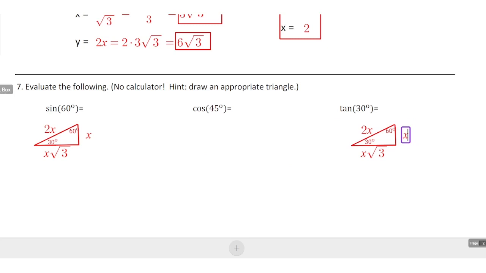For the 60, sine is opposite over hypotenuse. So here's the angle we're looking at, 60 degrees. The opposite side is going to be x root 3. The hypotenuse is 2x. And then we can reduce that: x over x reduces to 1. So our answer is just going to be root 3 over 2.